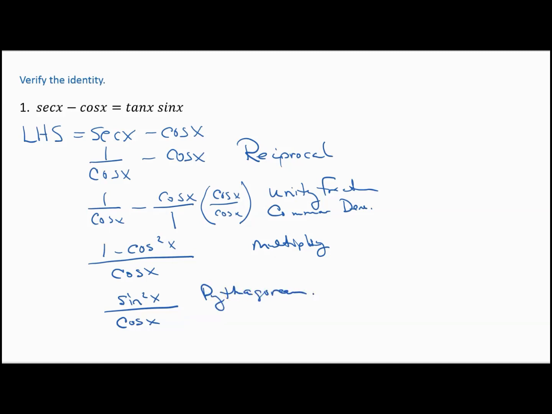Notice I'm running out of space. Now, this looks simplified, so I'm not thinking, how do I simplify this? Now I'm thinking, how do I get it to match the right-hand side? Well, tangent of x, we all know that's sine over cosine. And sine is just sine. Is that what we have? Well, it is. If you think about sine squared of x as sine of x times sine of x, and this cosine of x can go underneath just one of these, that's just another way to rewrite that expression.